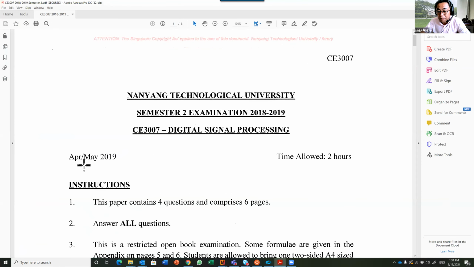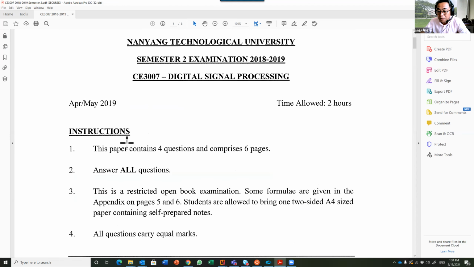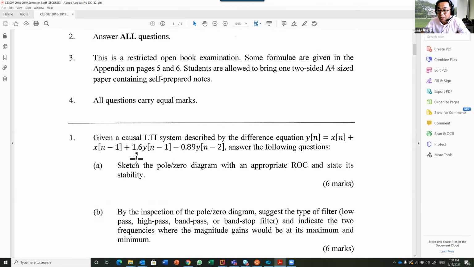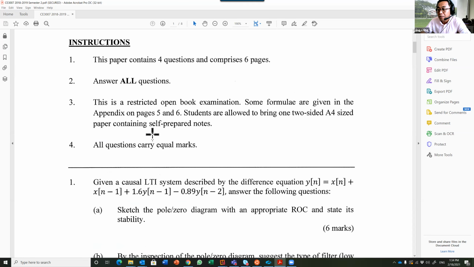This is the exam paper that I'm going to do. It is May 2019. So this is the exam paper, and this is the question. Now, in the exam papers, as for this year, it will be the same. It will be a restricted open book. Basically it means that you are allowed one two-sided A4 paper containing self-prepared notes. Okay, and we give you some formulas, but we expect that your self-prepared notes would help you. Right? You can put any tables or any equations that you want, and theory as well.